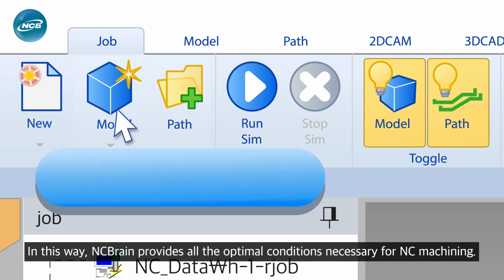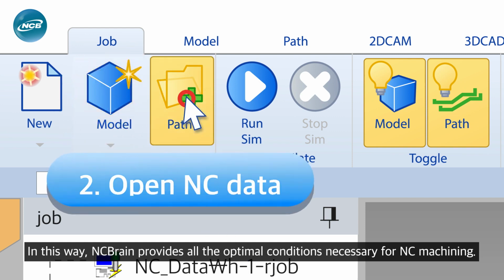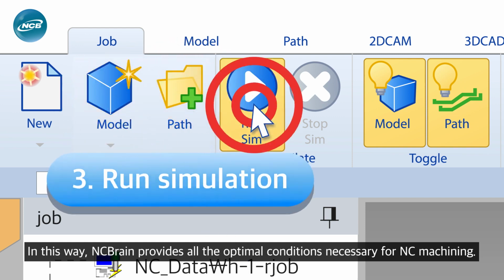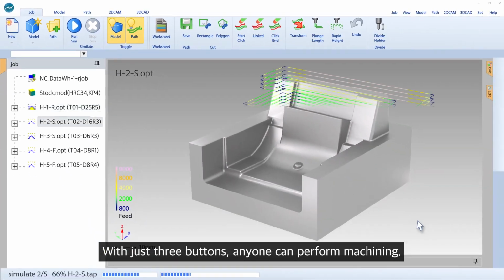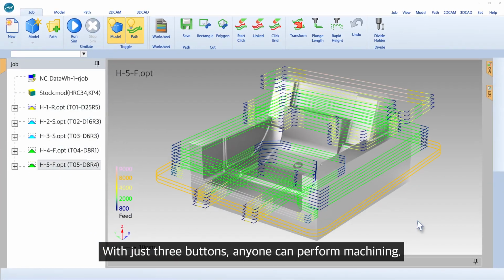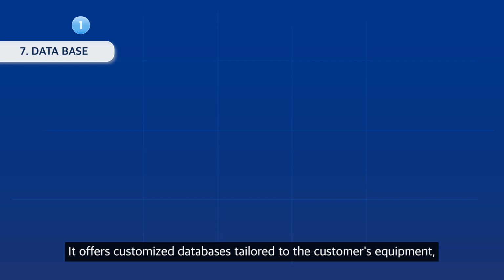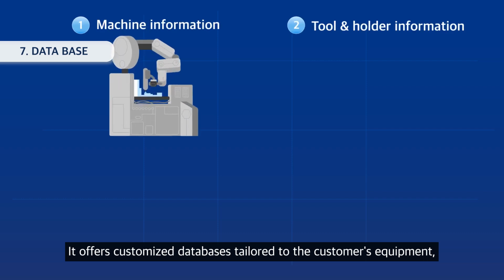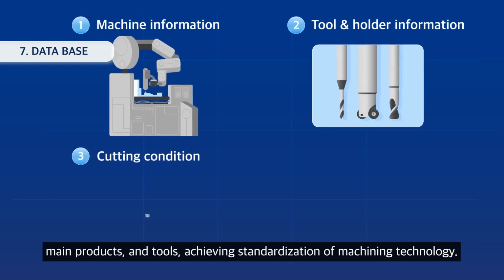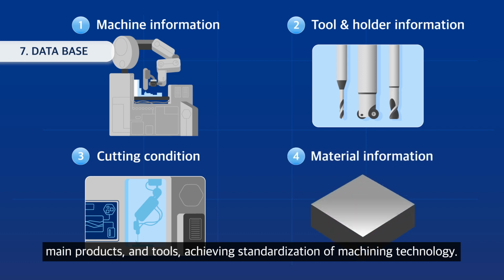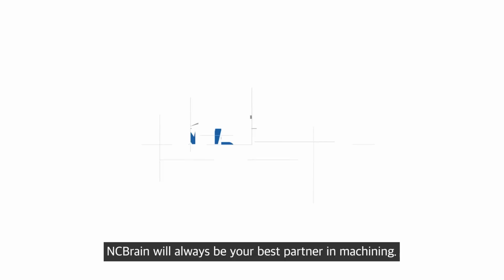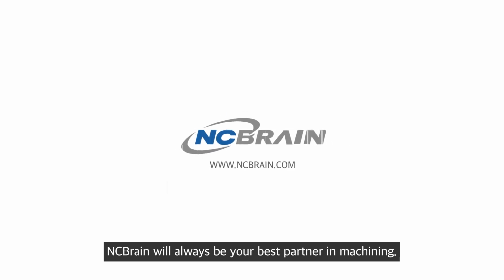In this way, NCBrain provides all the optimal conditions necessary for NC machining. With just 3 buttons, anyone can perform machining. It offers customized databases tailored to the customer's equipment, main products, and tools, achieving standardization of machining technology. NCBrain will always be your best partner in machining.